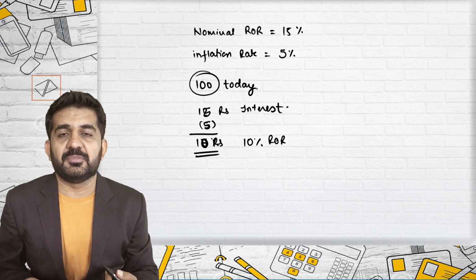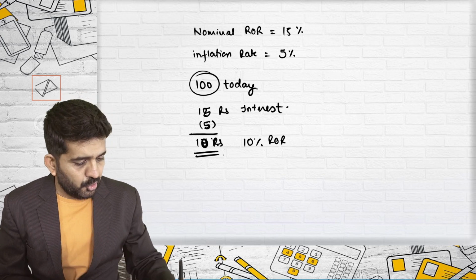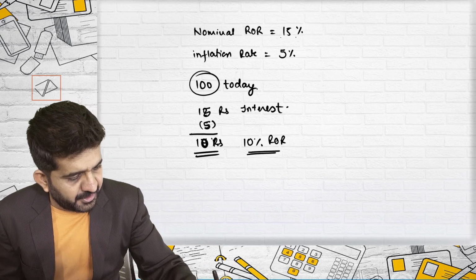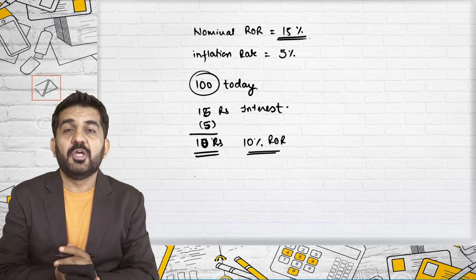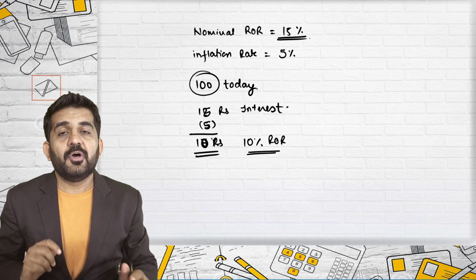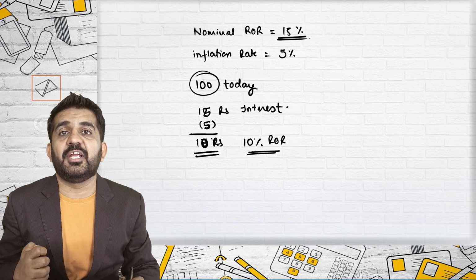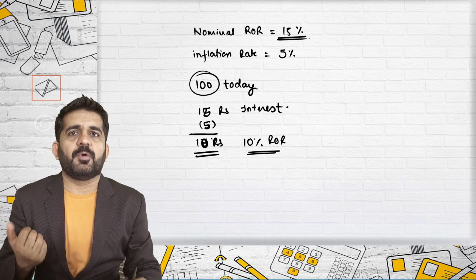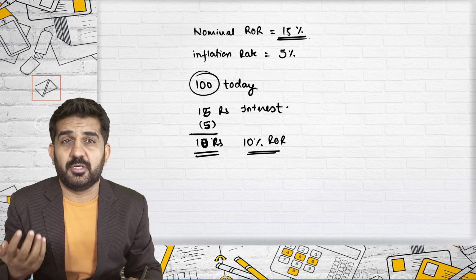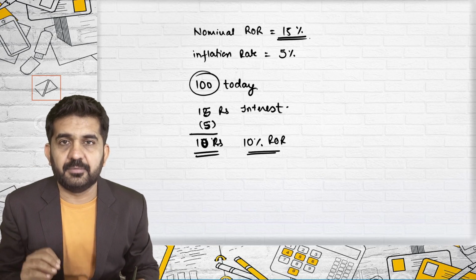In real terms it is 10%. So this is real rate of return. This is nominal rate of return. What is real rate of return? A rate of return adjusted by inflation. Try to concentrate: why do people say that you should not deposit your money in a fixed deposit?